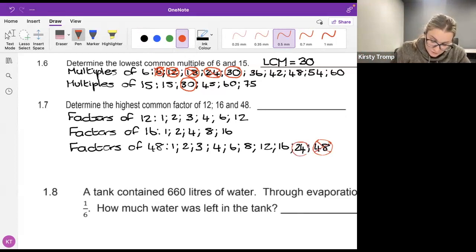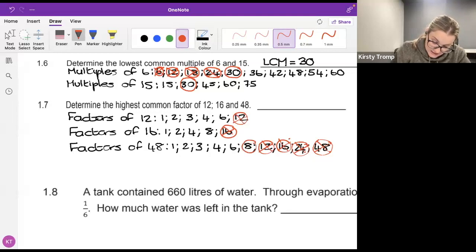Then I'm going to go to 24. Do I see 24 in either of the other numbers? Nope, so I cross it out. Then I see 16. Ooh, I see 16 over here, but do I see 16 in the other number? Nope, so I cross it out. Then I see 12. Do I see 12 in the other number? I do, but I don't see it in the third number, so I cross it out.